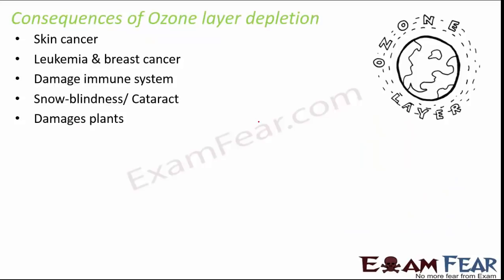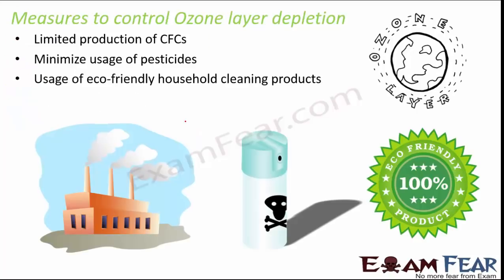What are the consequences of ozone layer depletion? Skin cancer, leukemia and breast cancer, damage to the immune system, snow blindness or cataract, damage to plants. So basically there are a lot of health implications on human beings if the ozone layer gets depleted. That's because we will get exposed to ultraviolet radiation, which is very, very, very harmful for us.